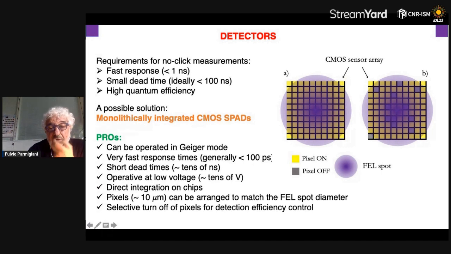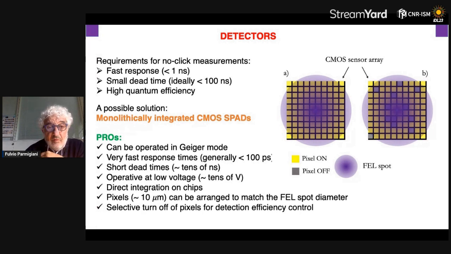There are also advantages of using, for example, the CMOS sensor array. They can be operated in the Geiger mode. They have a very fast response and short dead time, operative at low voltages, direct integration on the chips. Pixels can be arranged to match the FEL spot diameter, and selective turn off of pixels for detection efficiency. So this is the work in process.